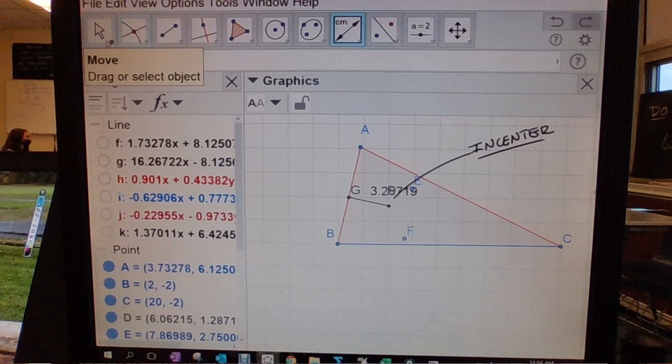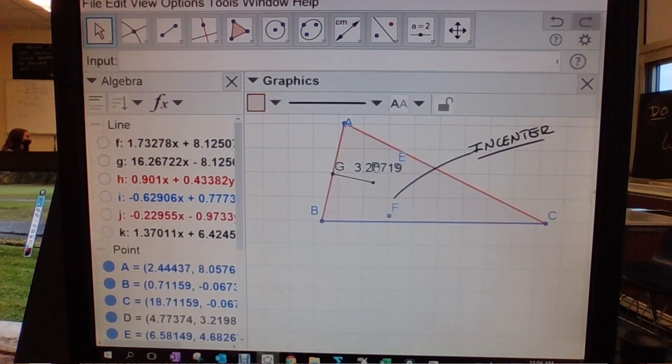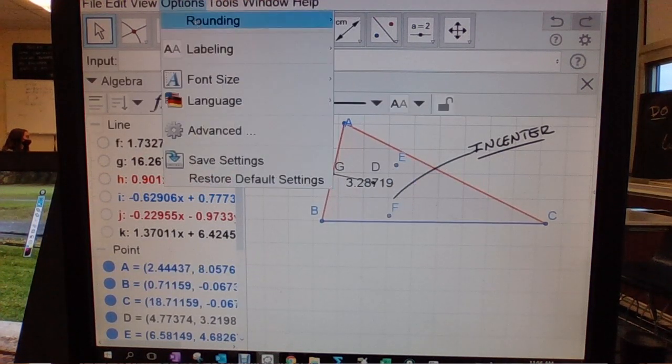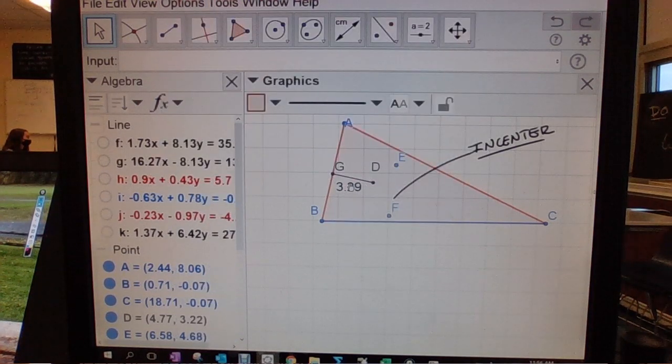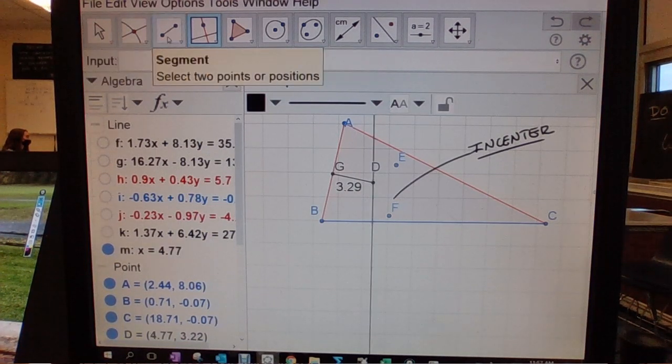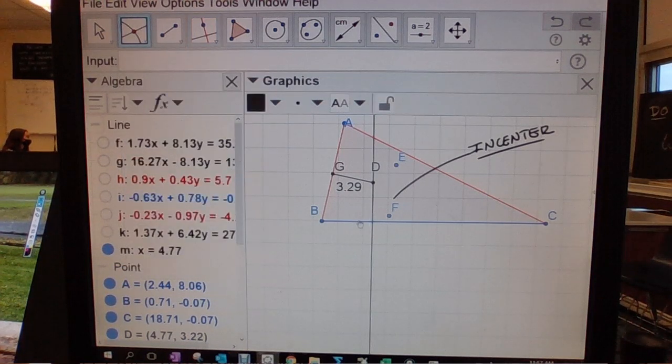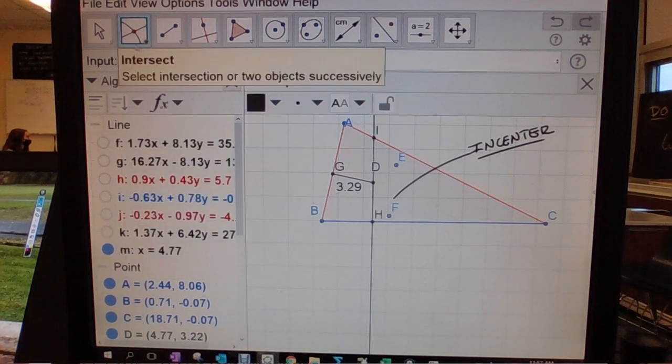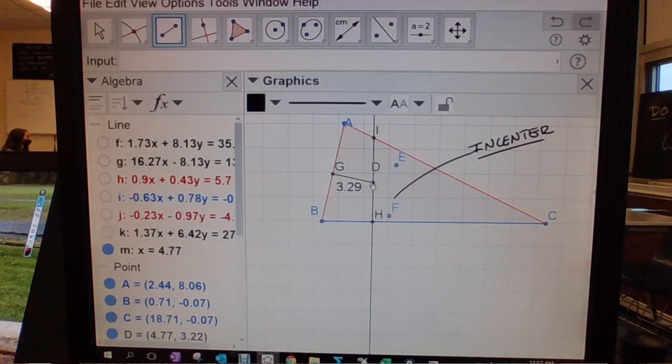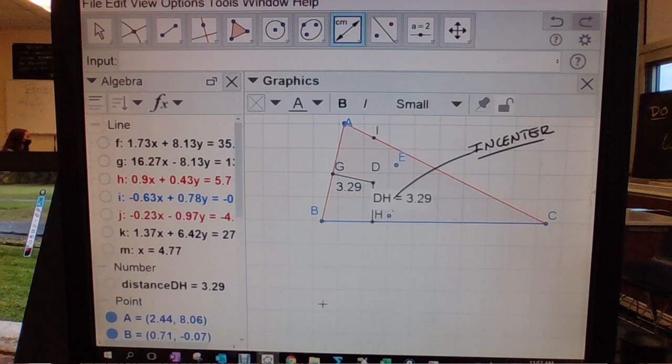and that is currently 3.28719. Okay, change the rounding here so it doesn't take up so much space. 3.29. Now I'm going to find the same distance, so I'm using perpendicular lines, from D perpendicular to there, and then I only want to go to the blue line, so I have to find that intersection point, so it's going to give me the segment DH. If I look at DH, its length, 3.29 again. Is that okay with everybody?